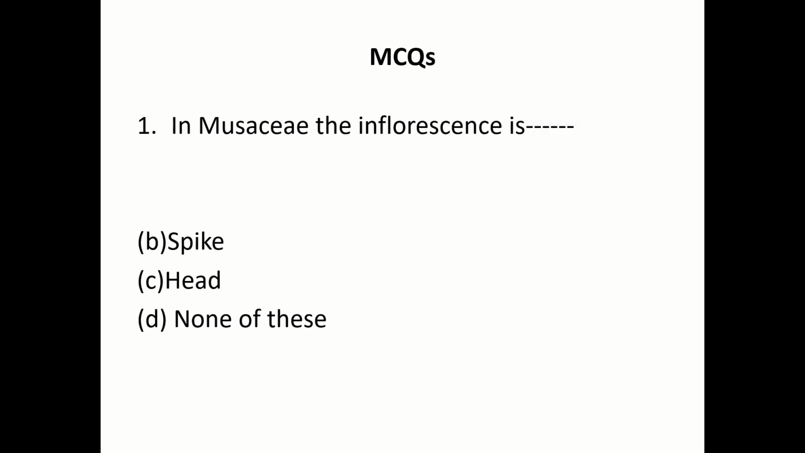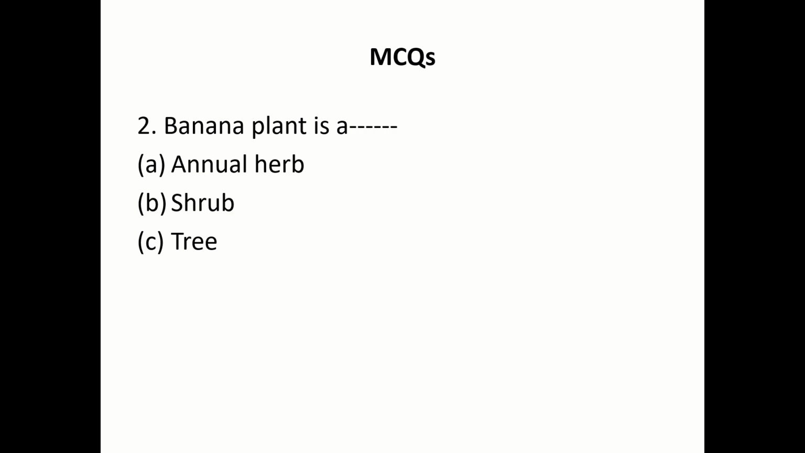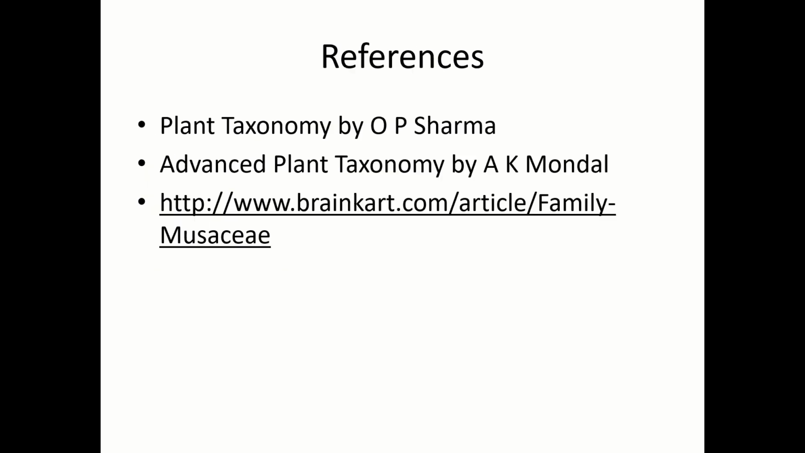Now let's try answering some questions. Let's see. In Musaceae, the inflorescence is of which type? Spadix. Banana plant is a perennial herb. Try and answer questions from previous year question papers from various sites on the internet and follow proper textbooks for better understanding. These are a few references.